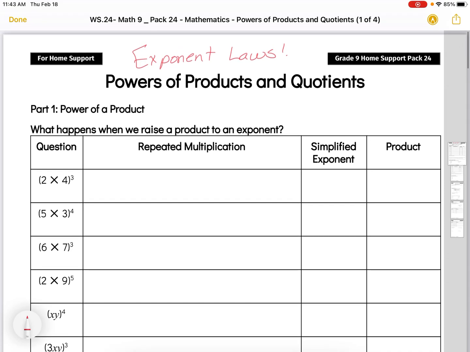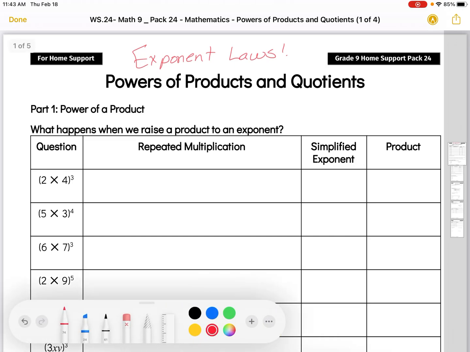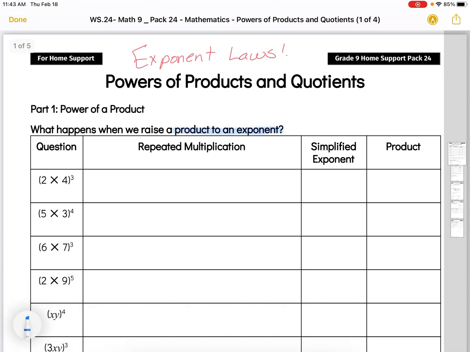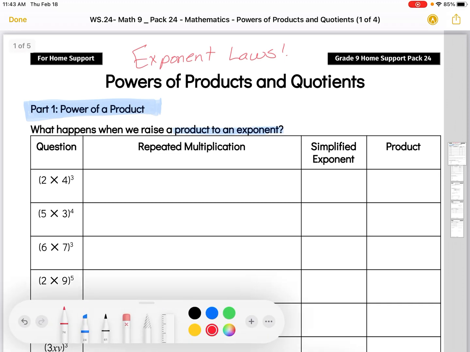Okay. What happens when we raise a product, so a multiplication, to an exponent? So we're looking at the power of a product. And this is basically just a rule about distributing the outermost exponent. But let's take a look.